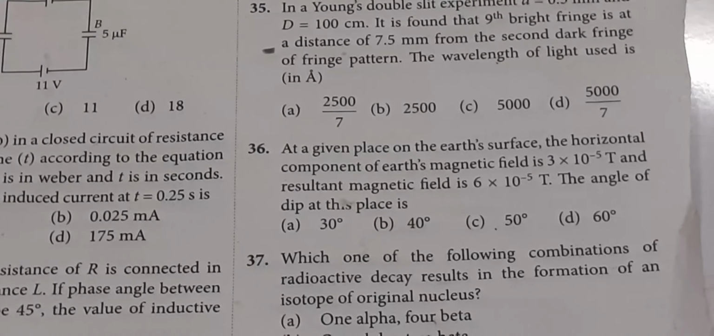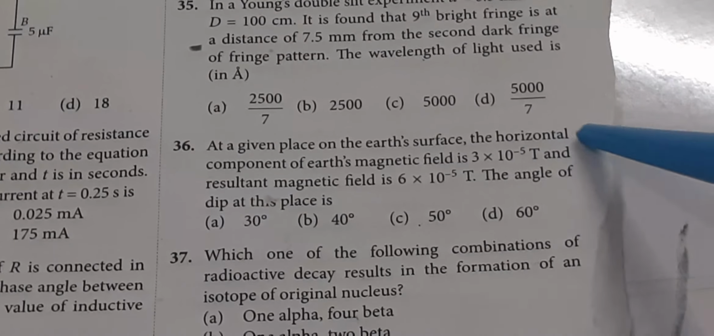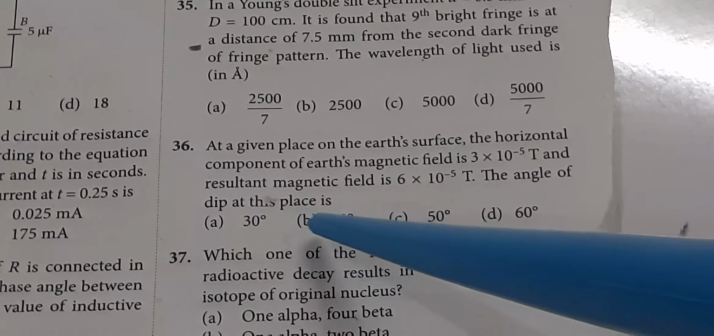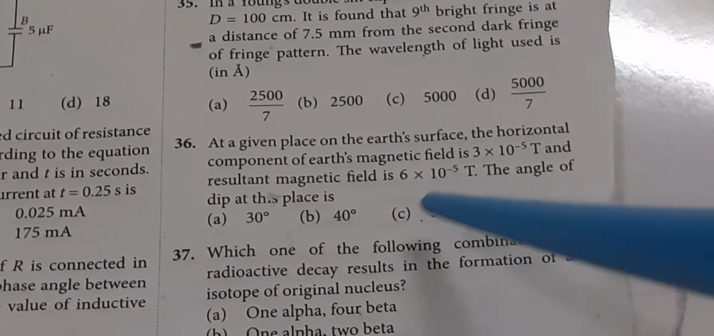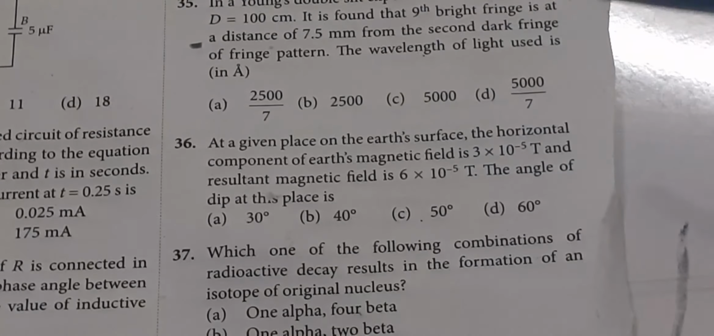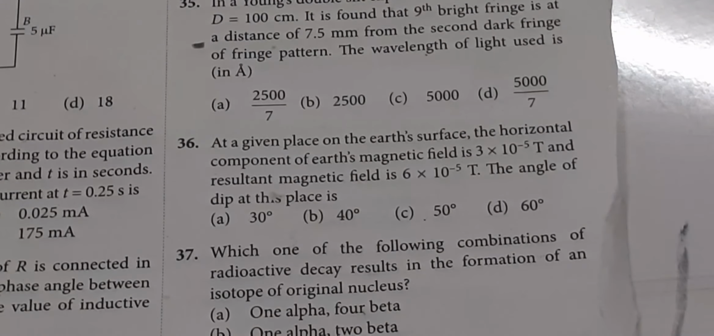Next job is, at a given place on the Earth's surface, the horizontal component of Earth's magnetic field is 3 into 10 to the power minus 5 Tesla, and the resultant magnitude of the field is 6 into 10 to the power minus 5 Tesla. Resultant is given. Resultant B cos theta will be the horizontal component because the angle of dip is theta. So B cos theta will be equal to 3 into 10 to the power minus 5 Tesla.